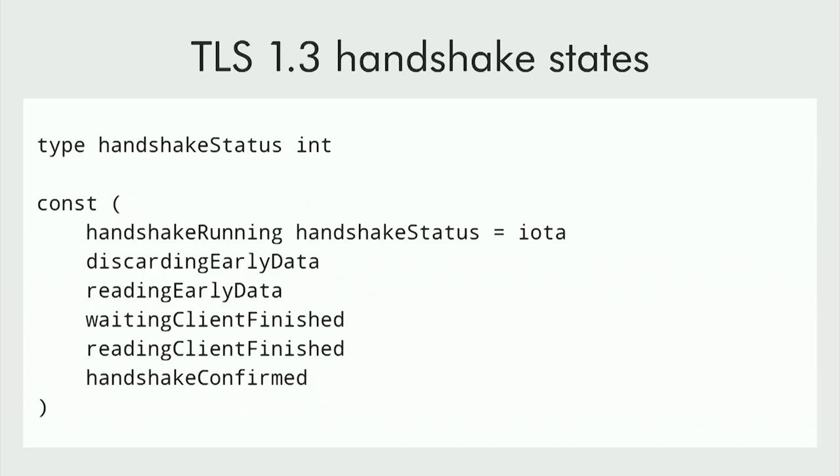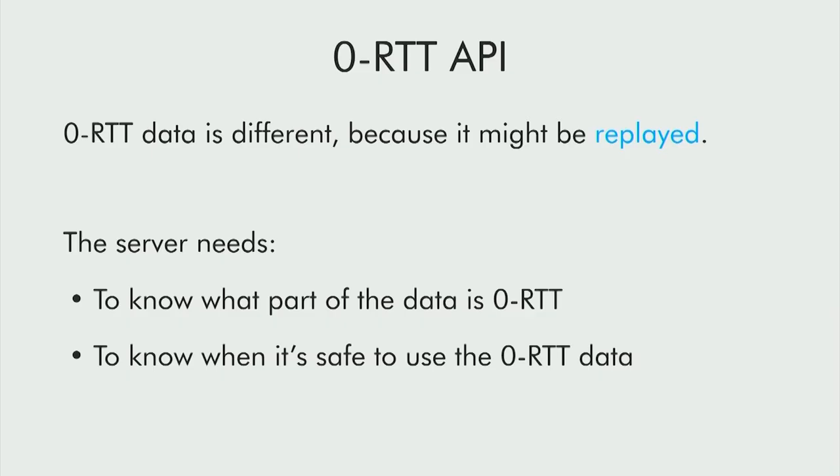With TLS 1.3, it got a little more complex, of course, because there are a number of states in which the handshake can still be ongoing, but there might be application data being exchanged, because the server can start answering immediately, doesn't have to wait for the confirmation from the client, and of course, the client might send zero-RTT data. As I was saying, zero-RTT brings challenges, of course, in internals, but also in API design, because zero-RTT data is different. Zero-RTT data does not benefit from all the guarantees of the TLS protocol.